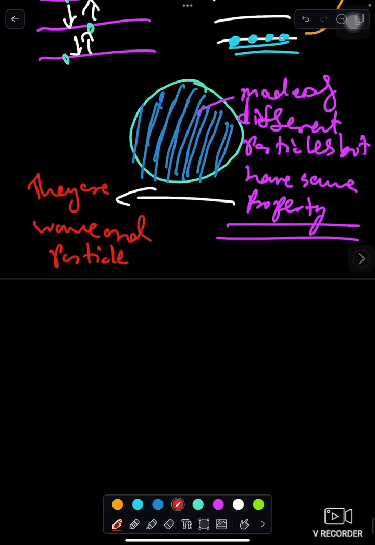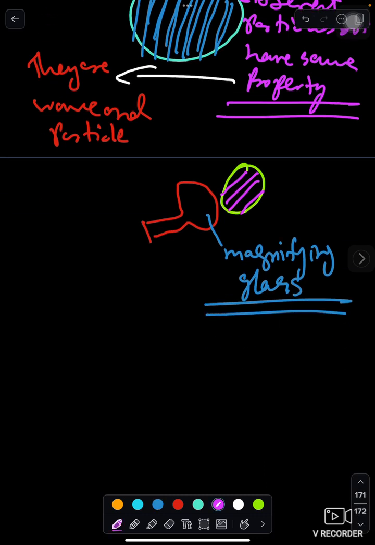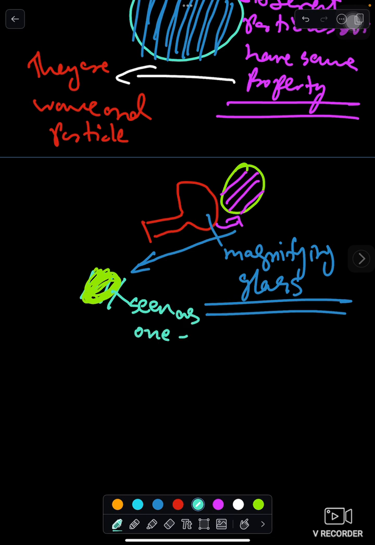How? Let's suppose I want to look at this particle. I have a magnifying glass. If I look at this particle with a magnifying glass, what will happen? Even though they are made of particles, I will see mist. I will see that they are one. I will only see clouds, seen as one entity.